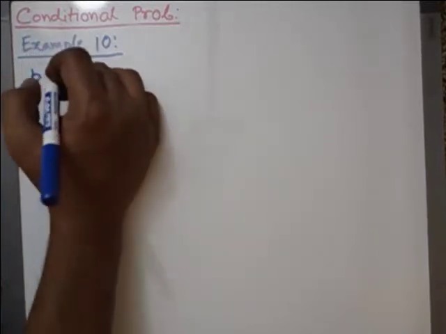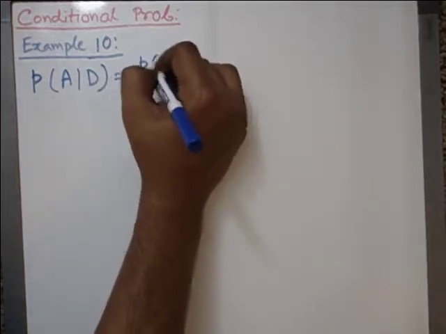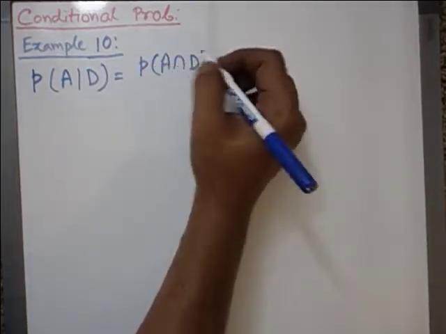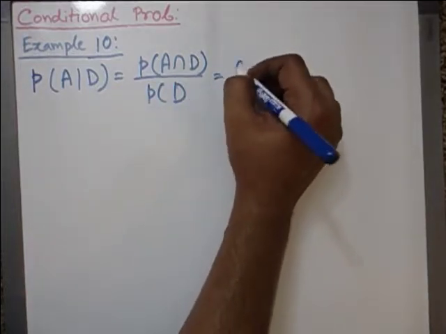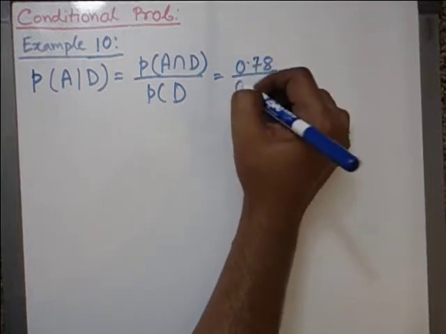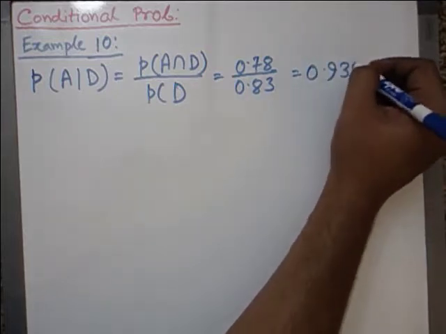So D and A are 2 events. Probability of D is 0.83, probability of A is 0.92, probability of D intersection A is 0.78. So we know the formula we just learned. Probability of A given D is probability of A intersection D over probability of D, which is 0.78 over 0.83, which is 0.9397.